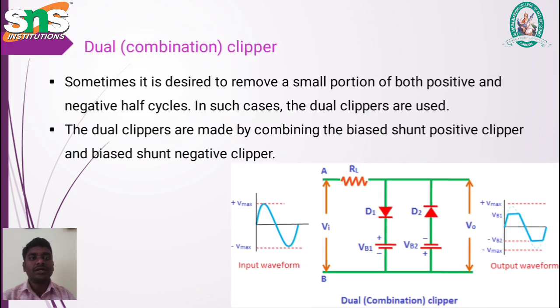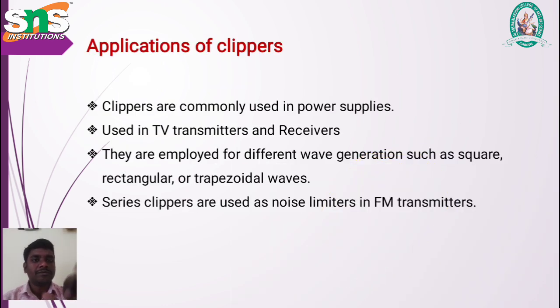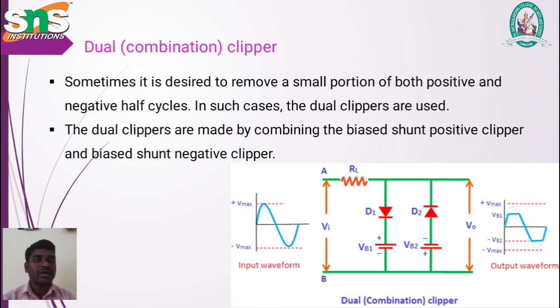The next one is the dual clipper, which is a combination of both shunt and series. This is the circuit diagram for the dual clipper circuit. We use only one load resistance with the input signal, and two diodes D1 and D2 connected in opposite directions. We use two batteries, VB1 and VB2, one for positive biasing and one for negative biasing. Both biasings are connected. If connected like this, we will get the output.